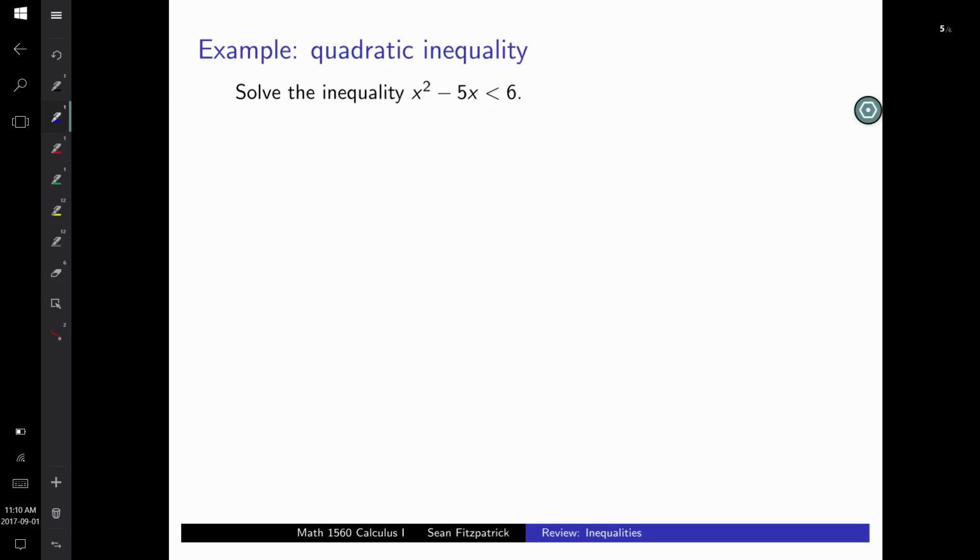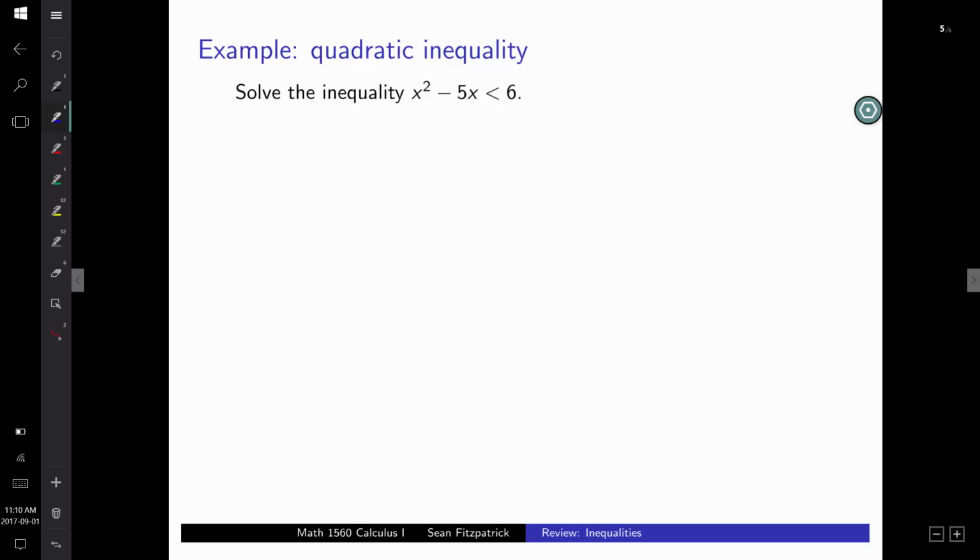You might be tempted to factor that left-hand side as it is, but that's not going to work, right? Then you're trying to figure out when a product is going to be smaller than 6. That's kind of tricky. The right thing to do with any kind of inequality that's more complicated than linear is to get everything on one side and compare it to 0. So you're trying to figure out when something is positive or negative.